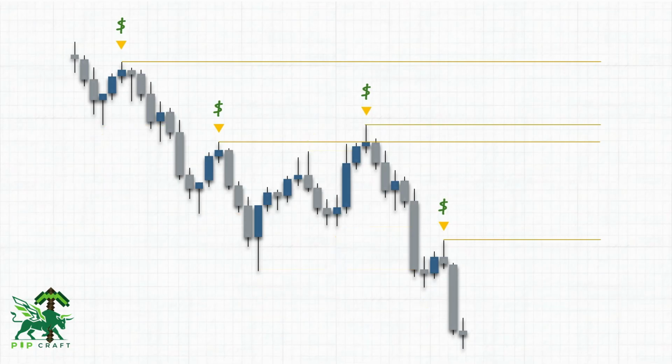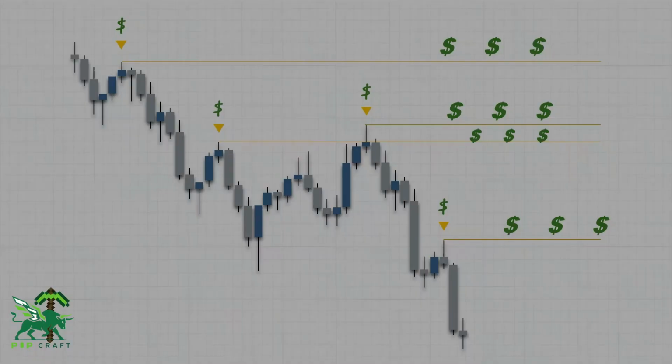So let's remove swings that the price has already broken through. Once we remove them, we're left with the active liquidity levels, the ones that still matter. These are the areas where the market is likely to return to collect orders.